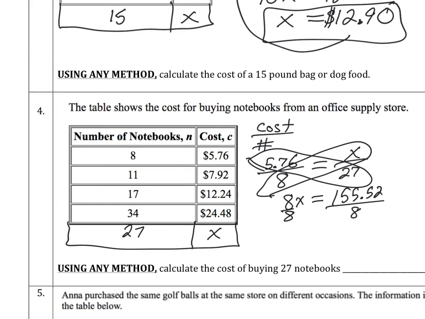Now, I don't know if you know this, but when you have just done a problem, the answer that was there for that last problem, the 155.52, all I have to do is hit divide. It keeps that answer in there. And then I just hit divide by 8, and it gives me the answer, 19.44. So that's going to be $19.44.